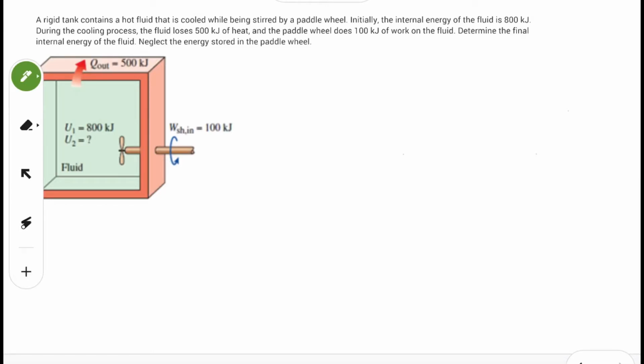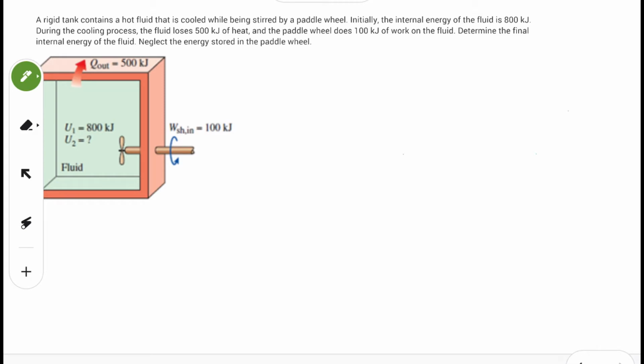A rigid tank contains a hot fluid that is cooled while being stirred by a paddle wheel. Initially, the internal energy of the fluid is 800 kJ. During the cooling process, the fluid loses 500 kJ of heat, and the paddle wheel does 100 kJ of work on the fluid. Determine the final internal energy of the fluid, neglecting the energy stored in the paddle wheel.